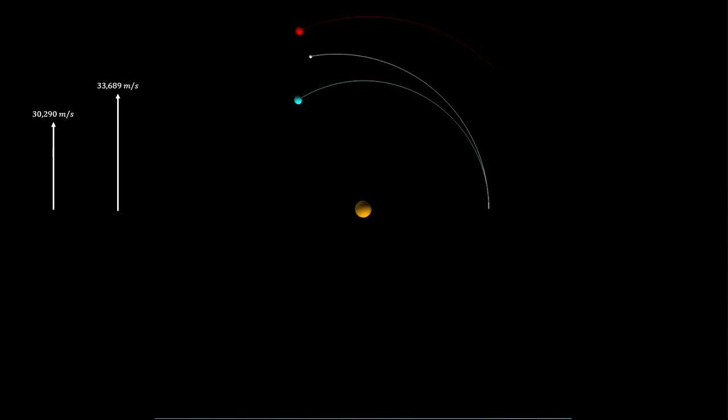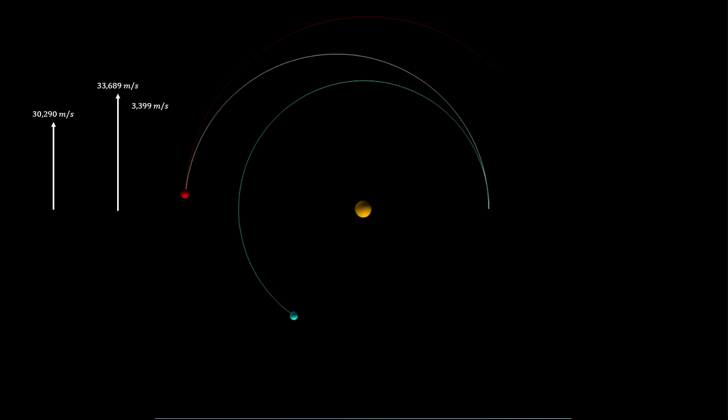Here's a more clever way. Here Mars is 45 degrees ahead of Earth. We launch the probe in the direction of the Earth's orbit. Rather than trying to overcome its orbital motion, as in the previous animation, we're making use of it. Here's the velocity of the Earth at perihelion. In order to reach the solar orbit, the probe has to be going at 33,689 meters per second. That's a delta velocity of 3,399 meters per second.